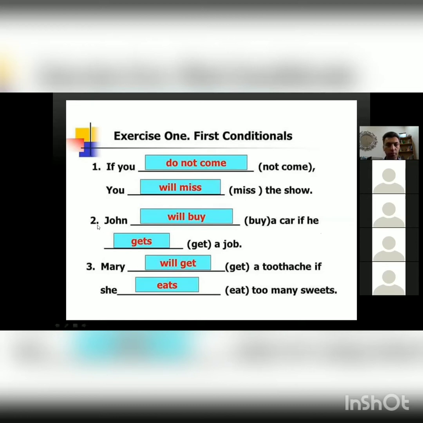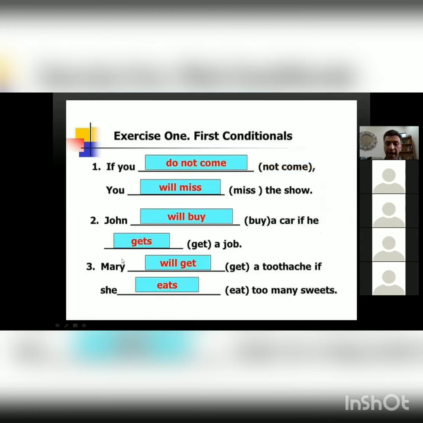Miss the show. The second one: John will buy a car if he. Look at that example. If is not at the beginning of the sentence. That is why we don't have a comma. The second point is when if is not at the beginning of the clause, we should have future simple first, then after if we have present simple tense. John will buy a car if he must be with s, because the subject is he. If he gets a job, that is the condition.